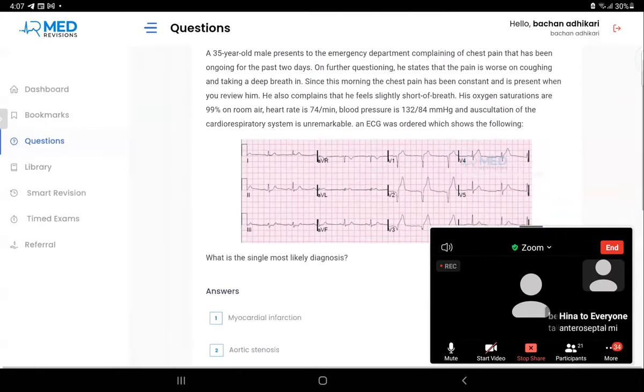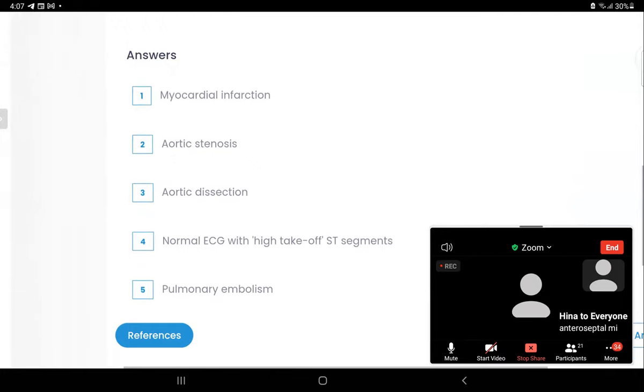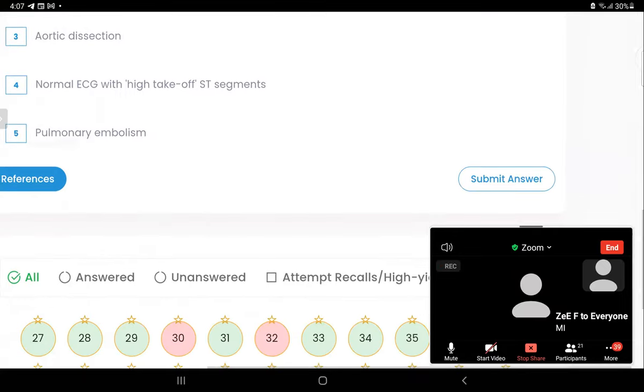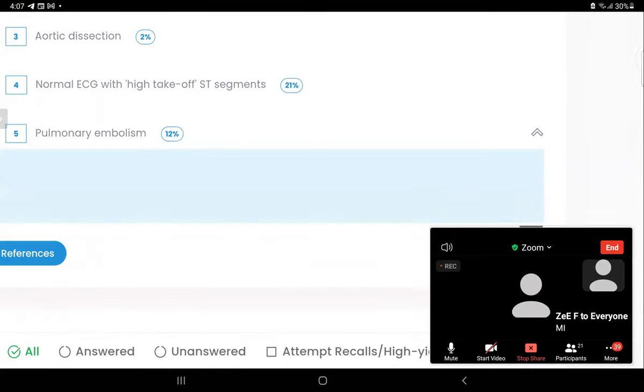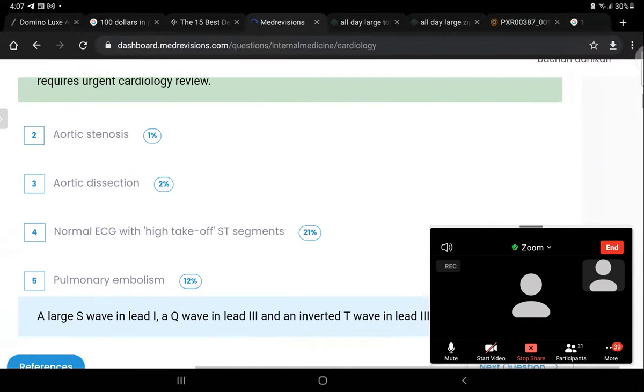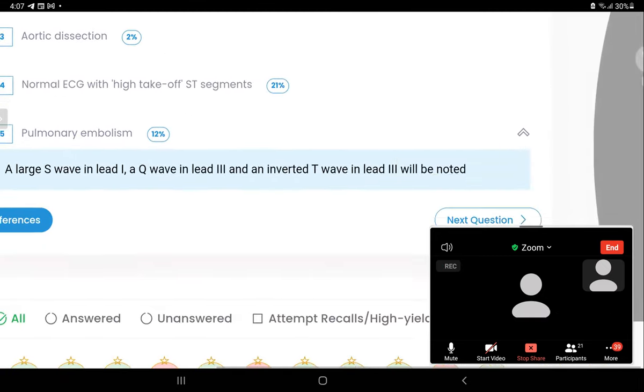So just looking at the ECG, is it an MI, aortic stenosis, aortic dissection, normal ECG, which high take off ST segments, they're just trying to get you pulmonary embolism. ST elevation. All right, MI, let's see if that is true. That is correct, right? What else could it be? Okay, it's just a review question. Let's move to the next question.